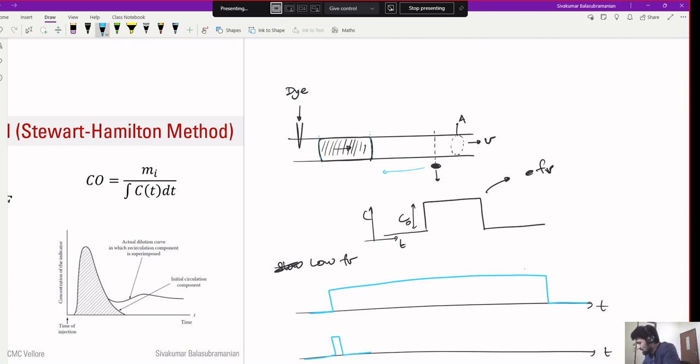Now, can this be used as a clue for finding out the flow rate? Let's assume that we know the mass of the dye that was introduced. That we know because we introduced the dye.